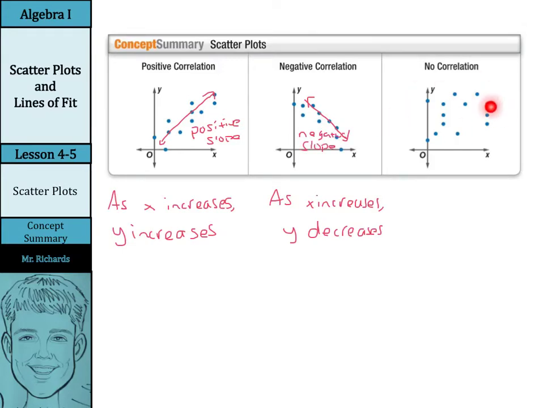And here with no correlation, they're really just all over the place. You can't really say, oh, it's going up, because I could say, oh, look, it's going down. I mean, there is no relationship there. So we could say that x and y are not related. Let's see how this looks in a few examples.